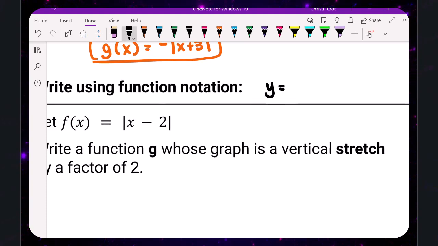So if I want to show a reflection on the x-axis, I'm going to take that function itself, and I'm going to multiply that by -1. That's it. That's all you have to do. So the function notation is actually pretty easy compared to writing the actual equation.